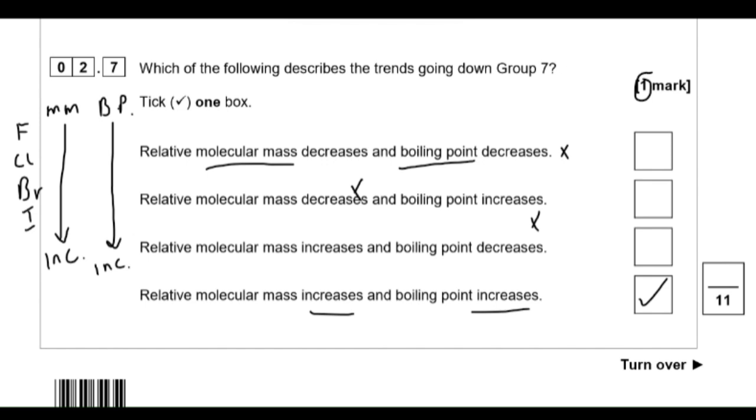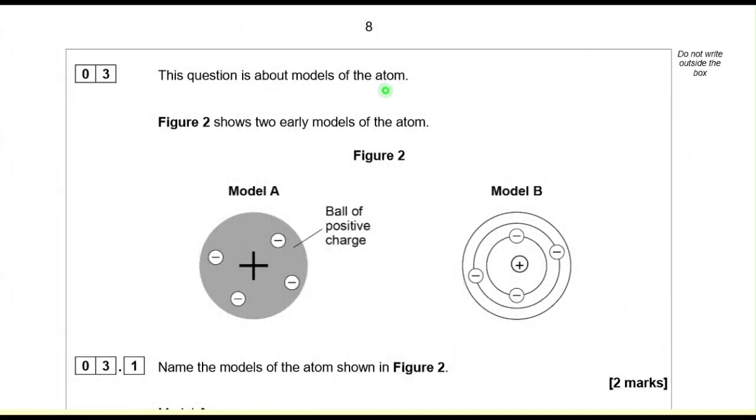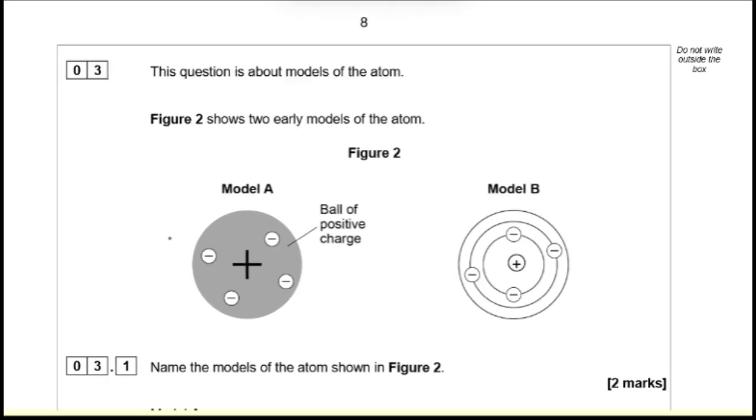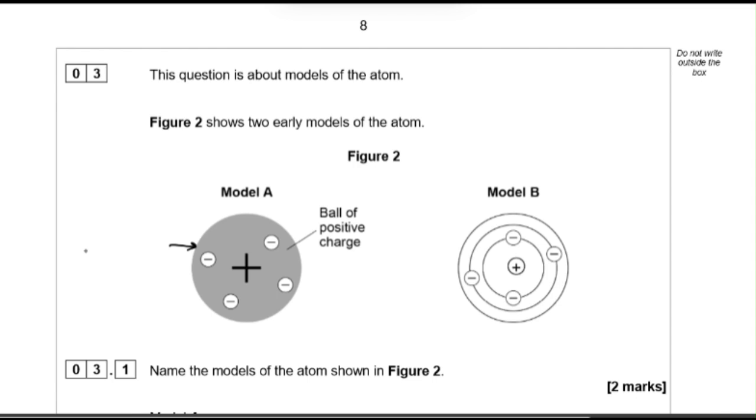Over the page, question 3. This question is about models of the atom. Figure 2 shows 2 early models of the atom. On the left, you've got model A. You've got a circle and it says ball of positive charge. And then on the right-hand side, you've got model B. 3.1. Name the models of the atom shown in figure 2.